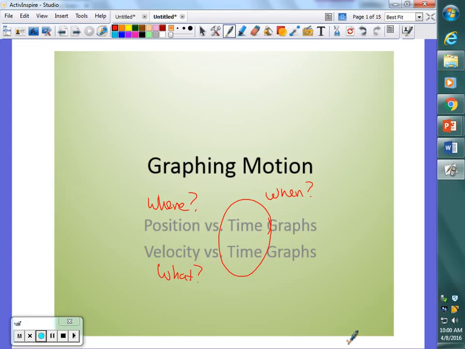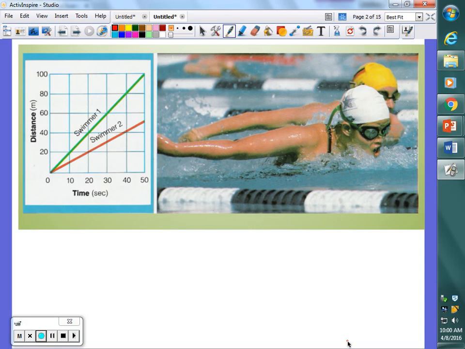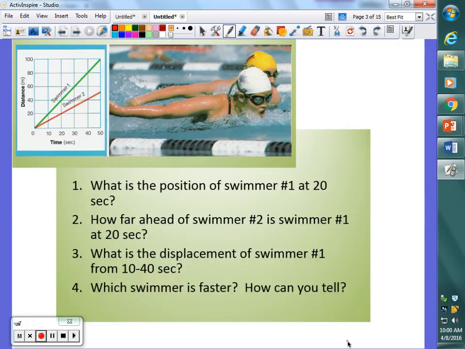Alright, good? Okay. Here is a picture of 2 swimmers and a graph of their motion. And directly next to the picture of those 2 swimmers and a graph of their motion, there are 4 questions that I would like you to answer about their motion based on that graph. So, here's the 4 questions, right? There's the graph. You have the graph there too as well. Let's take about 30 seconds and let's answer these 4 questions based on that graph.